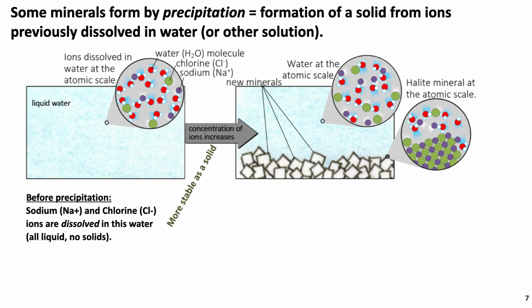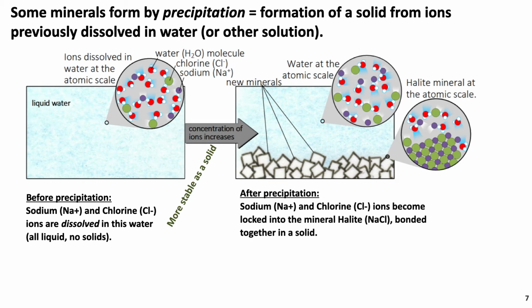And so what you end up with after precipitation is the sodium and the chlorine become locked together into the mineral halite, and they make a solid. So we've got some new minerals here. These look like salt cubes, which is exactly what they are. And you can see that the green and the purple ions or atoms that were once floating around in the liquid are now in a really organized pattern, locked into an organized crystal structure.